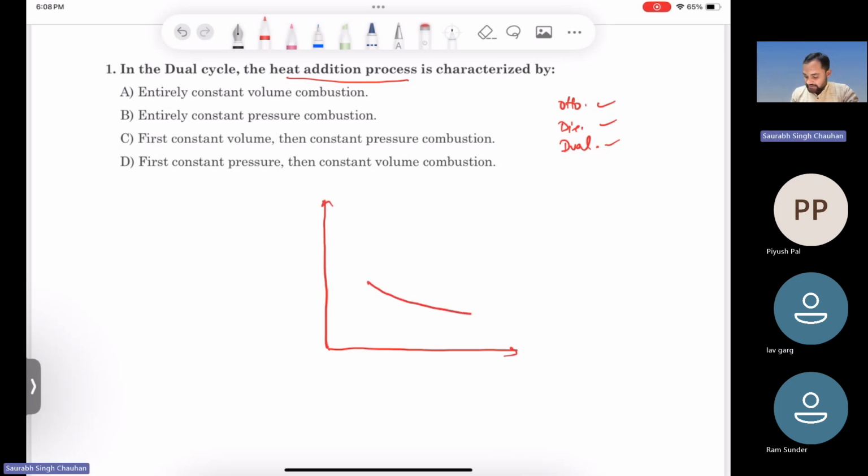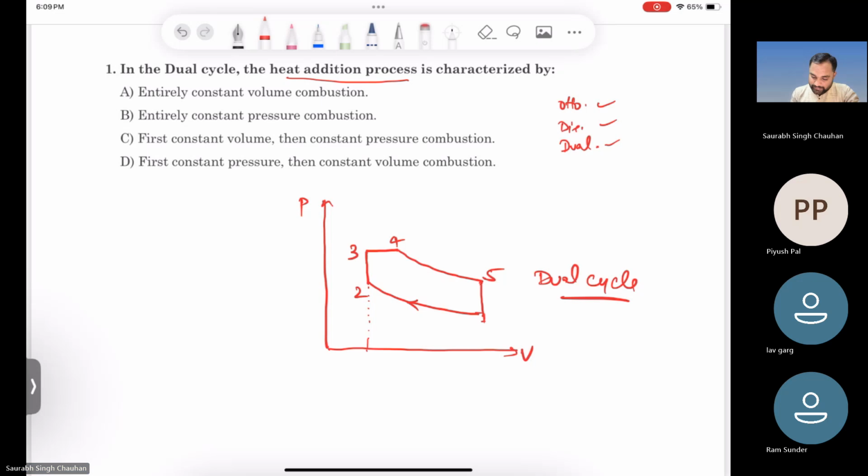Yes. So first there will be isentropic compression, then constant volume, this is the PV diagram, and then constant pressure, and then isentropic expansion or power stroke, and then exhaust, right? So this is the dual cycle. So first constant volume, right? So this is constant volume and this is constant pressure. So first constant volume and then constant pressure. So part C should be the correct option, right?